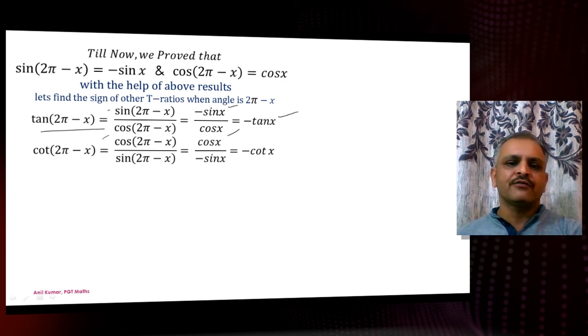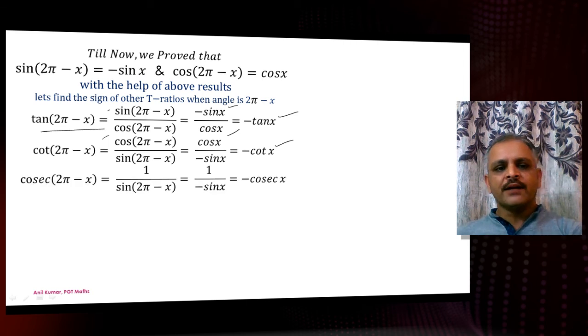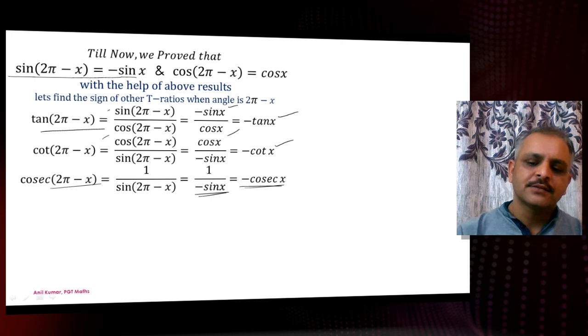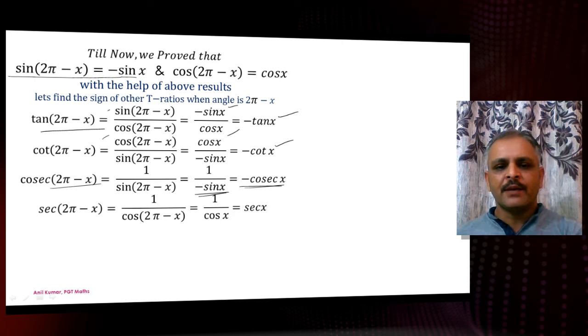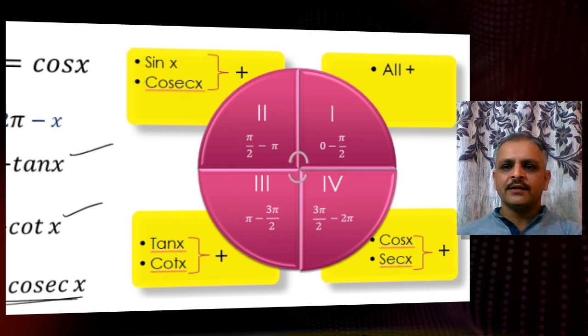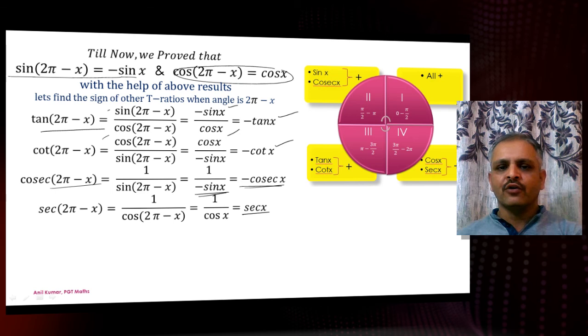Cot will be the reciprocal of tan, that is minus cot x. Cosecant of 2 pi minus x is the reciprocal of sine of 2 pi minus x, that is minus sine x, and 1 by minus sine x will become minus cosecant x, and secant of 2 pi minus x will become secant x. So if you observe carefully, again the same way, cos and secant are positive. The output of cos and secant is positive.